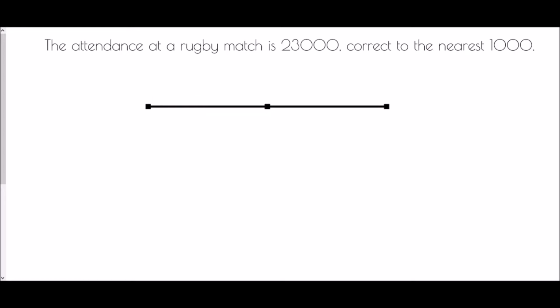Same situation: the attendance at a rugby match is 23,000 people, correct to the nearest 1,000. The same thing applies. We just want to see what number of people there could have been. I'm going to start in the middle of my number line with the number that I've rounded to, 23,000. Then the two extreme ends of my number line are going to be 1,000 below, so 22,000, and 1,000 above, 24,000.